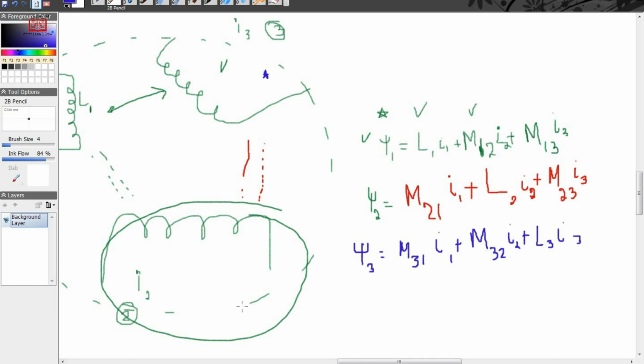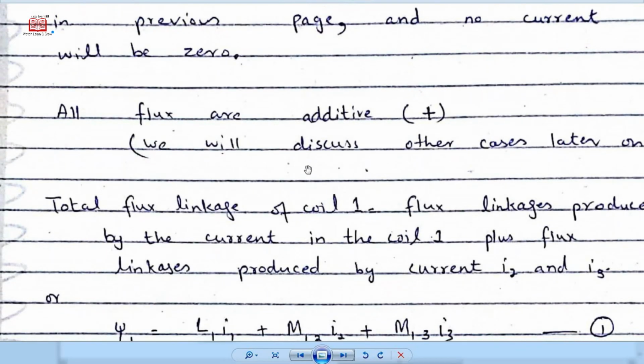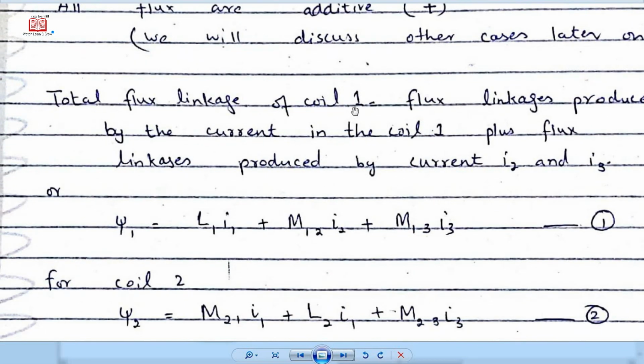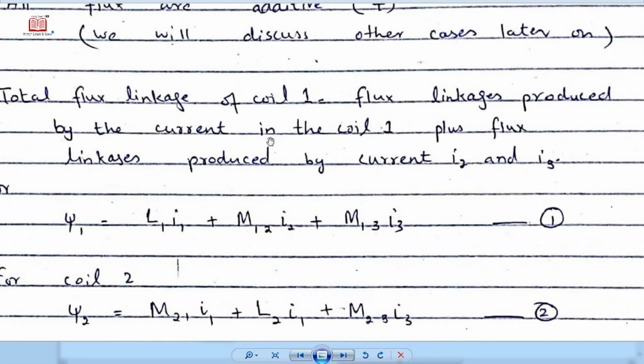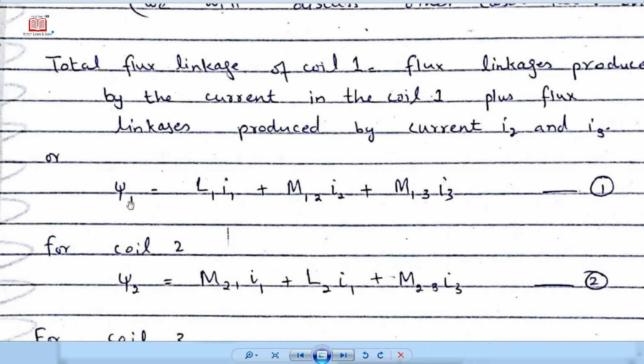So these are the three equations that are the base of the further discussion. The total flux of coil 1 will be the flux linkage produced by the current in coil number 1, plus the flux linkage produced by current I2 and I3 also, because they are not 0. If they are 0, the previous equation that we discussed on the previous page is verified. If you put I2 as 0, this whole term will be 0, and this whole term will be 0 because I3 is 0, then psi1 equals L1 I1. So this is true if the currents I2 and I3 are 0.